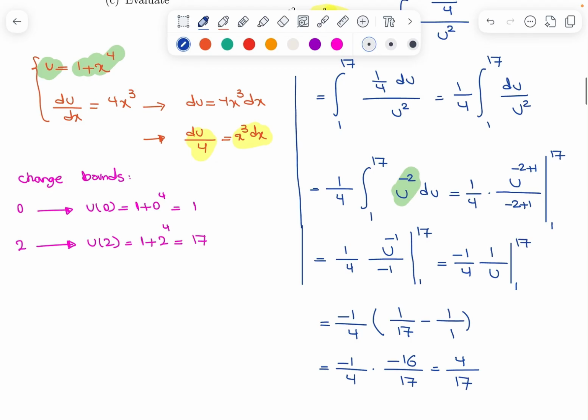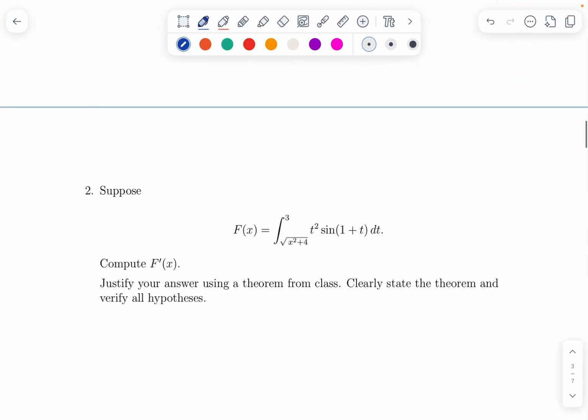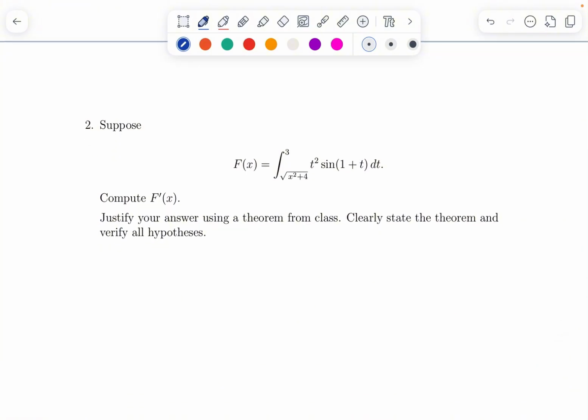So therefore, we could answer this question using the u-substitution method. So now we are going to solve question 2. Question 2 says, suppose capital F is the integral from square root of x squared plus 4 to 3 of t cubed sine of 1 plus t dt. We are going to compute capital F prime.